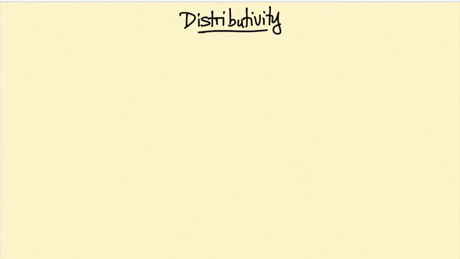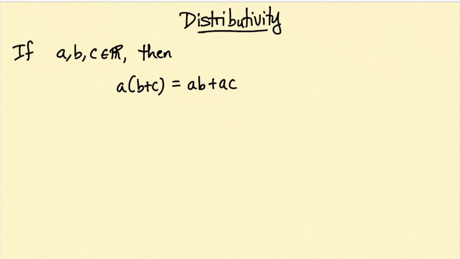The next property we want to talk about is distributivity. This is a common rule that we use all the time when we mix multiplication and addition for real numbers. If A, B, and C are real numbers, then A multiplied by (B plus C) is AB plus AC. (A plus B) multiplied by C on the right is equal to AC plus BC.